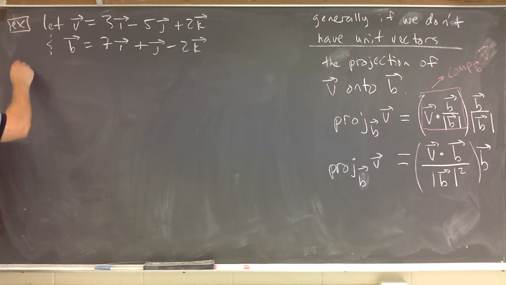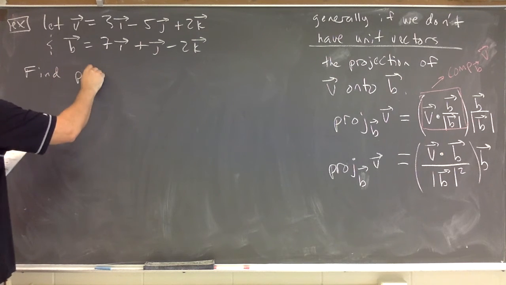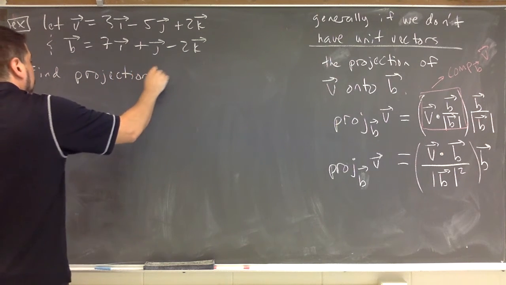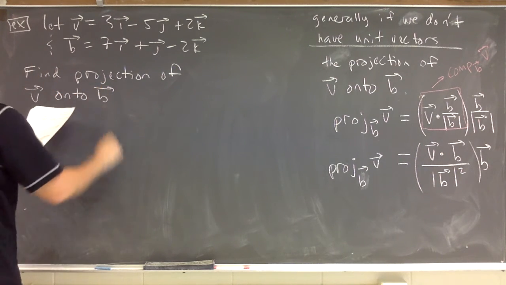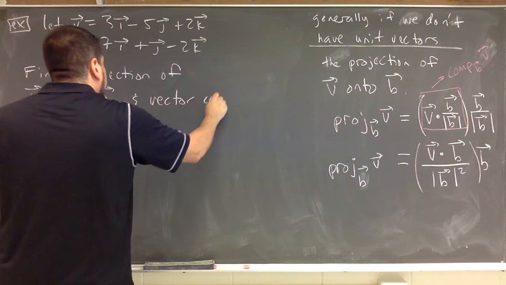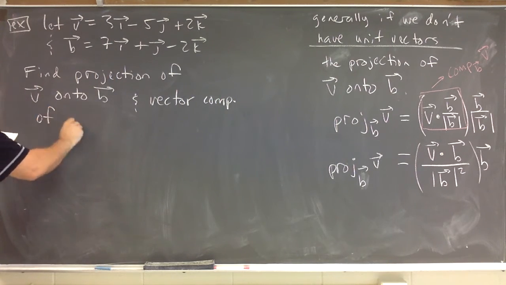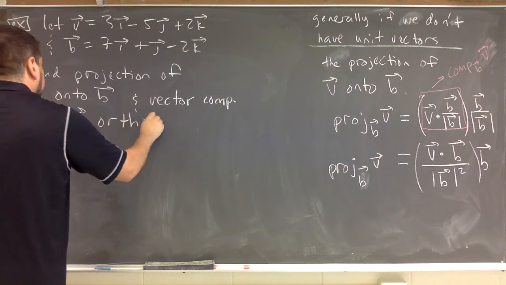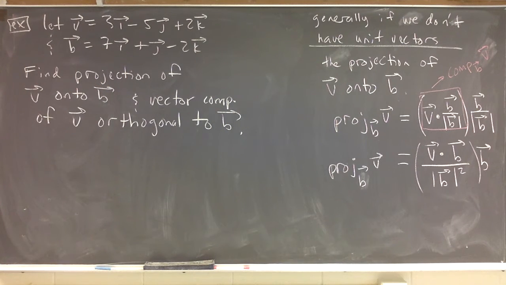And here's what we want to do. We want to find the projection of V onto B and the vector component of V orthogonal to B. Okay, so take a minute, pause it, try it, see if you can kind of navigate through those formulas we've just derived and come up with the answers.